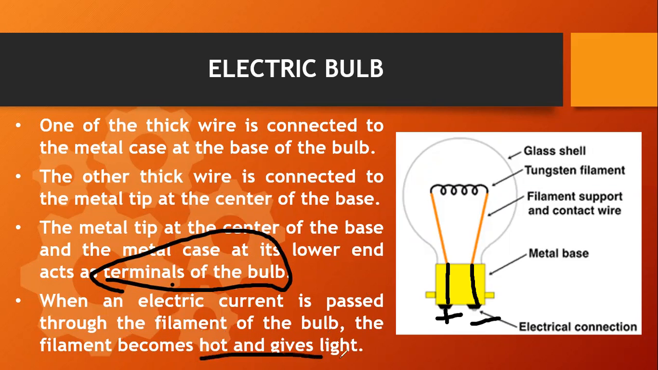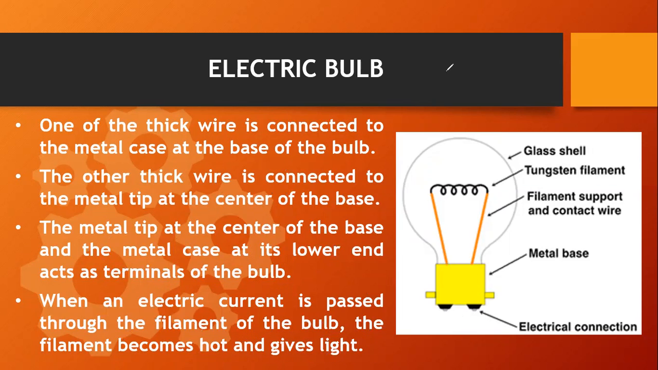Okay, when an electric current is passed through the filament of the bulb, the filament becomes hot and gives light. It becomes hot and then it glows, right? So the filament is basically becoming hot because of the electric current flowing through it, and when it becomes hot it produces the light. That is why I said filament is a very important component in the electric bulb.